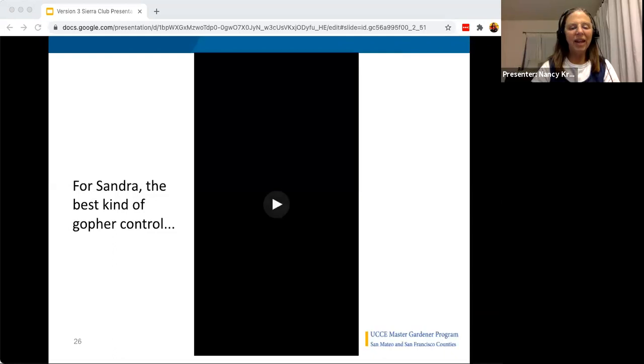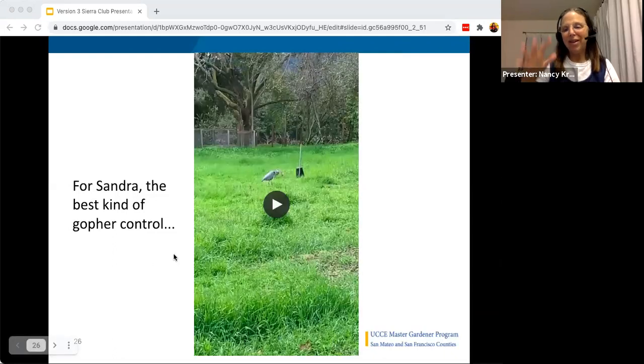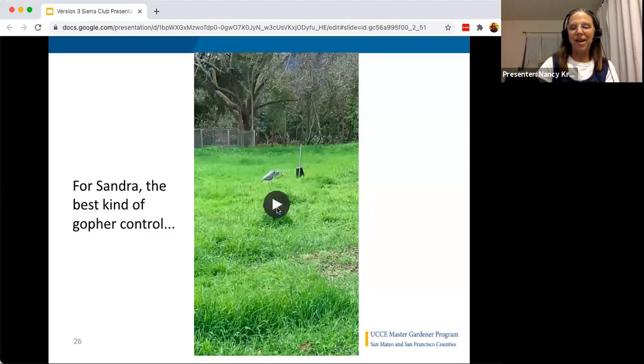Thank you, Terry. Sandra had asked us to talk about soil and carbon and climate, and then she said, could you add a little bit about native plants? And then she wanted to know about gopher control. As you can see from the time, we don't have time to do that. However, Sandra, this is for you, because this is part of gopher control in my yard. Ready?